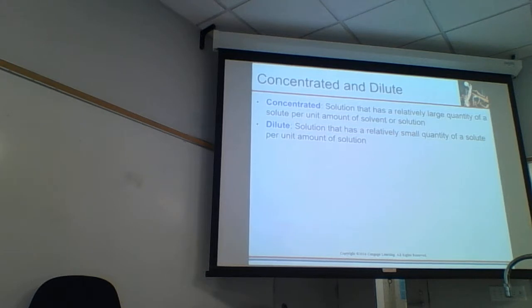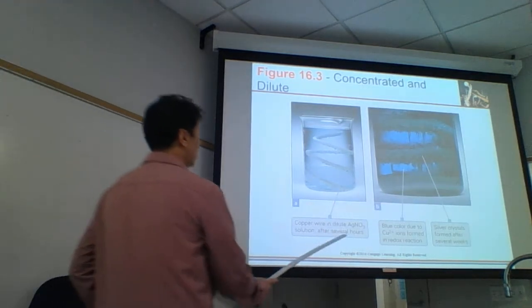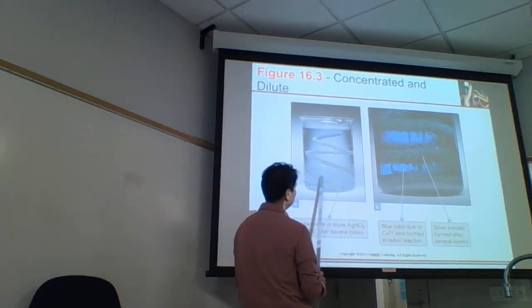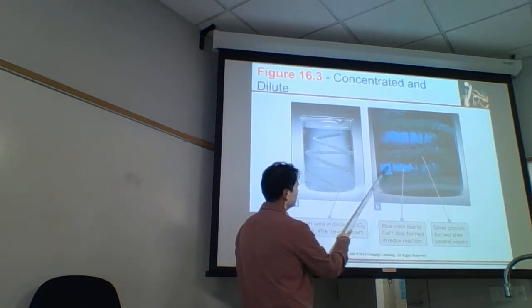Concentrated means lots of solute. Dilute means a little bit of solute. Most people are familiar with these terms here. Concentrated. You can see that as far as the color goes, this is a much lighter blue solution than this. So this is much more dilute. This is much more concentrated.